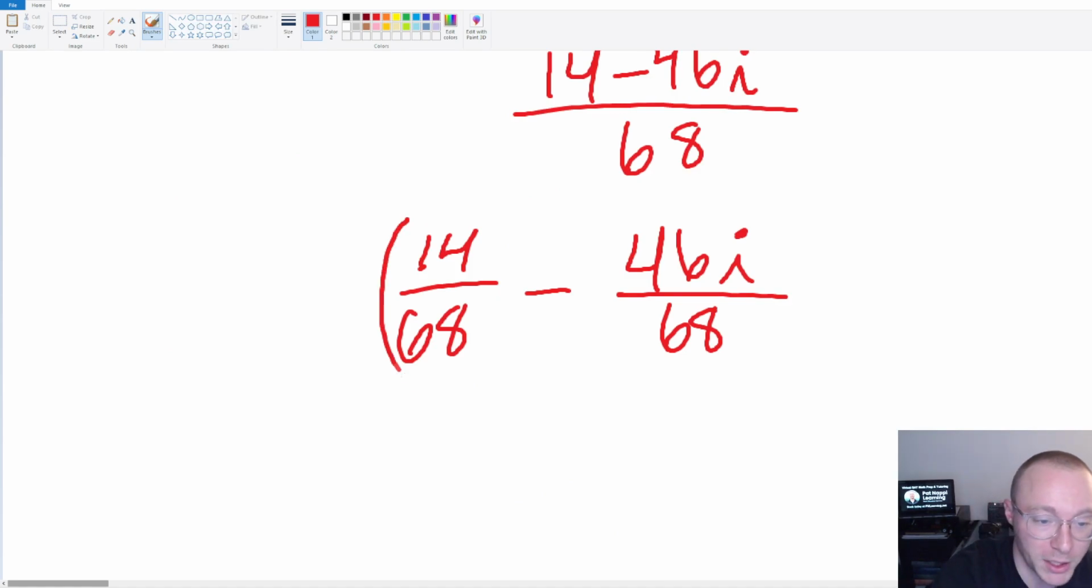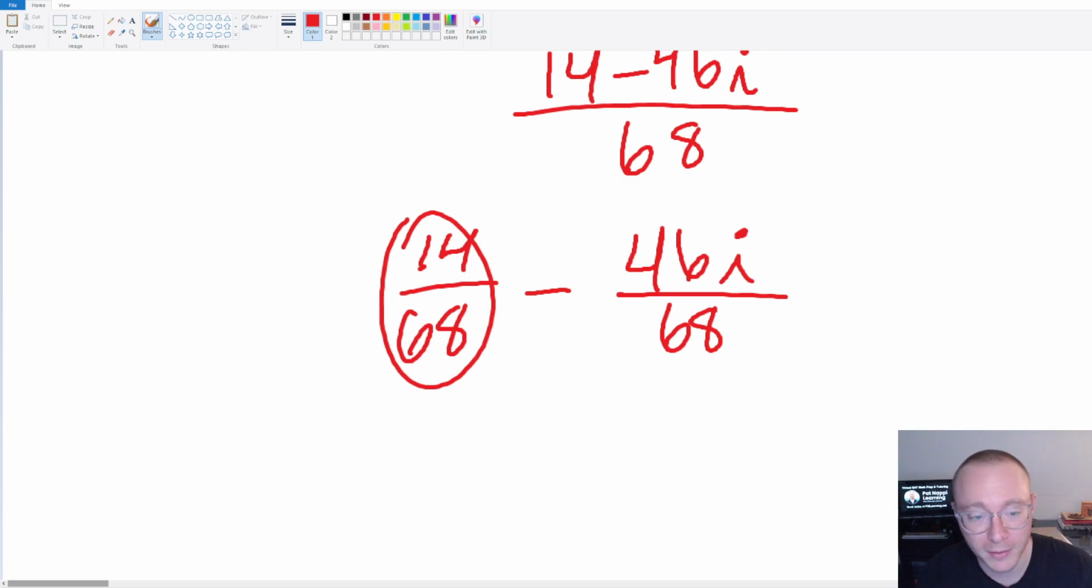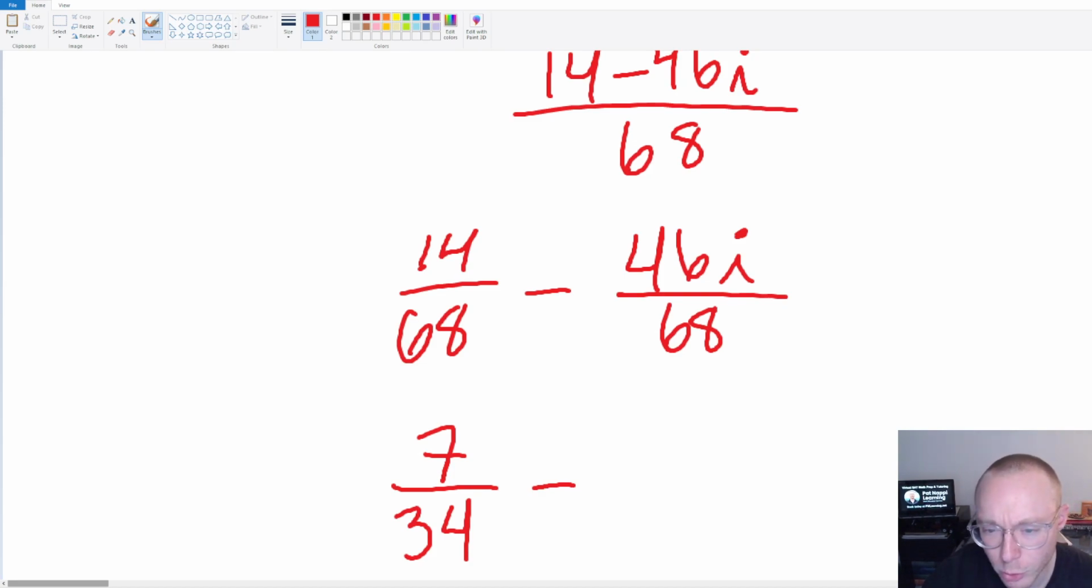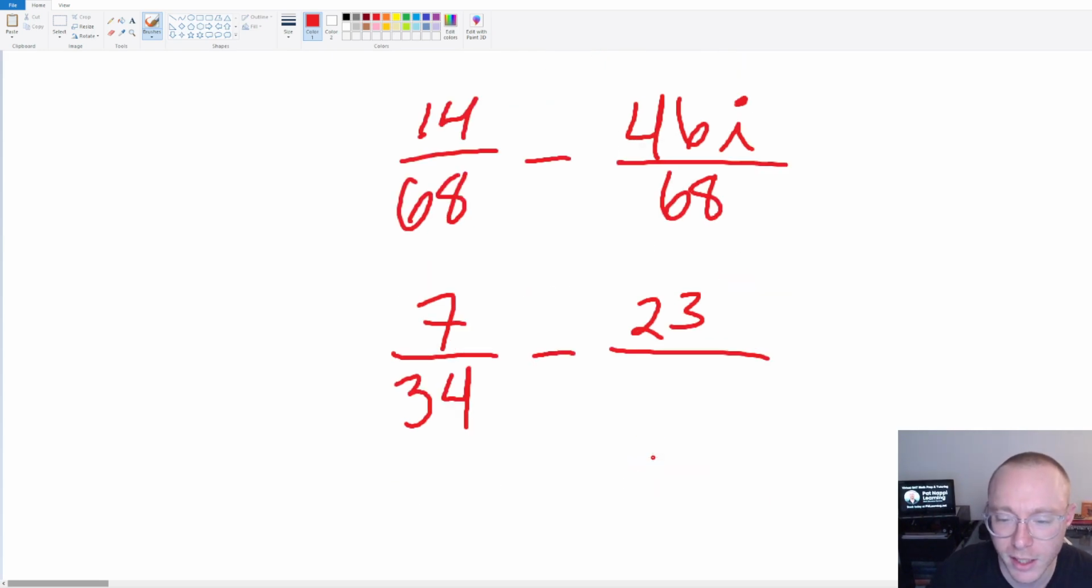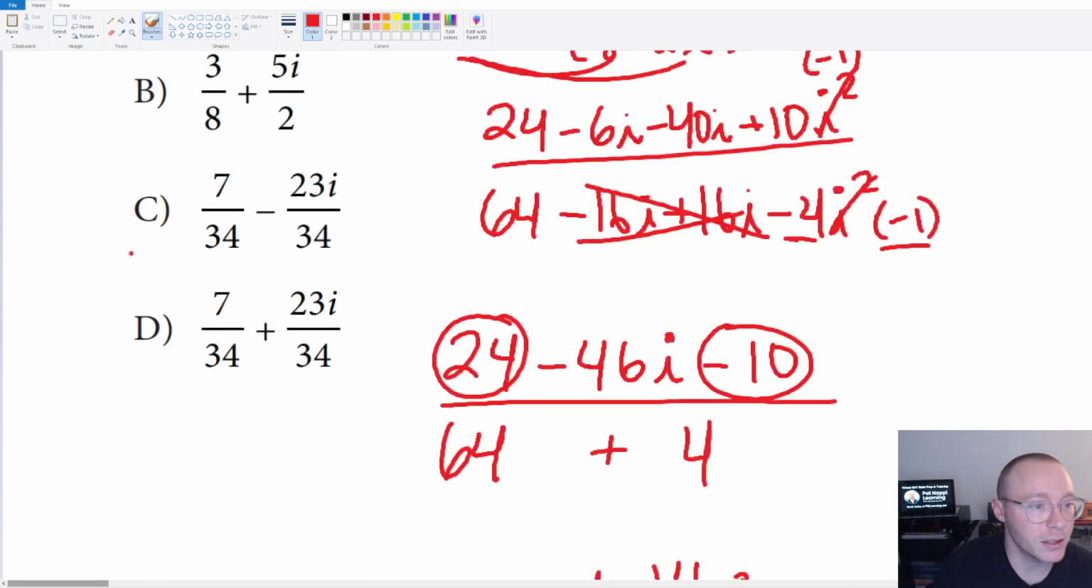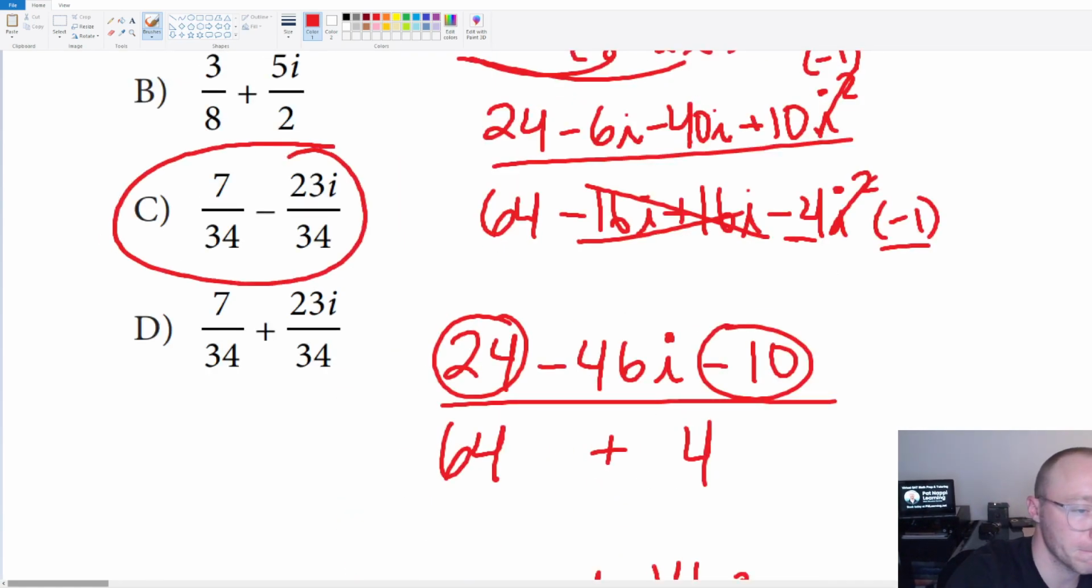You might notice that 14 and 68, they both have a common factor of 2. If we divide 14 by 2, we get 7. Divide 68 by 2, you're going to get 34. Minus, and over here, similar sort of thing going on. If we divide both of those by 2, we can get 46 divided by 2, which is 23, and 68 divided by 2, which is 34. And just don't forget the i is there. And this ends up being our answer. This ends up being, let's see, choice C.